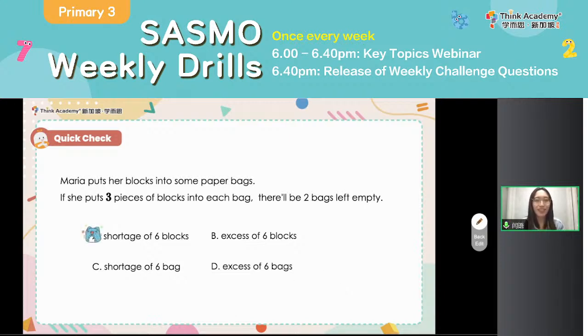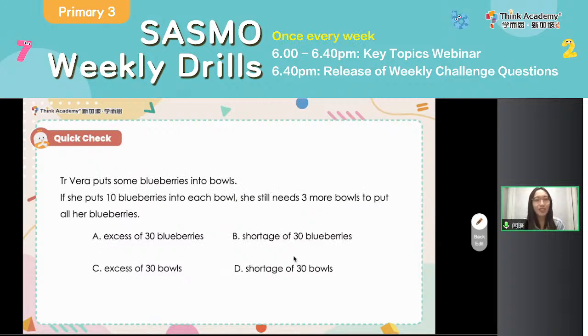Okay, well, let me show you. The answer should be A. Okay, so now again, let's have a look. 3 pieces of blocks into each bag. There will be 2 bags left empty. Empty, that is you want to add 6 more, right? So what is the meaning here? Actually, that is the shortage of 6 blocks. Understand now? Okay, so next one.